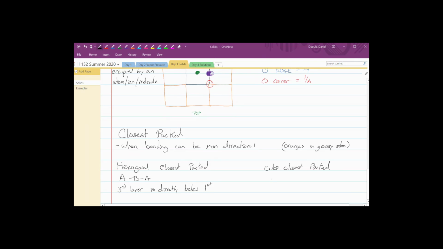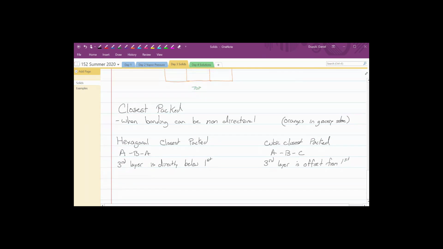Cubic is A, B, C. This is where the third layer is offset from the first. Now, that might sound bad, but it's very similar to face centered, so we'll use face centered cubic. All right. So all we're going to do is simple cubic, body centered cubic, and face centered cubic.